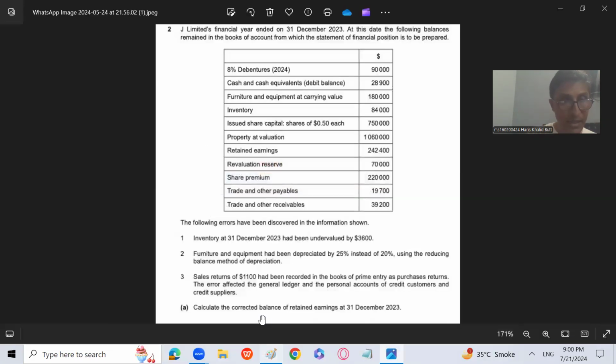Next is furniture and equipment has been depreciated by 25% instead of 20% using the reducing balance method of depreciation. So furniture and equipment, whose book value has been given in the question, that is 1,80,000. But the question is basically telling us that it had been depreciated by 25% instead of 20%. Rather than depreciating it by 20%, we have depreciated it by 25%. So we have to correct it.